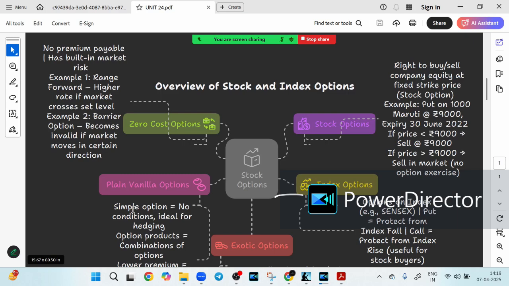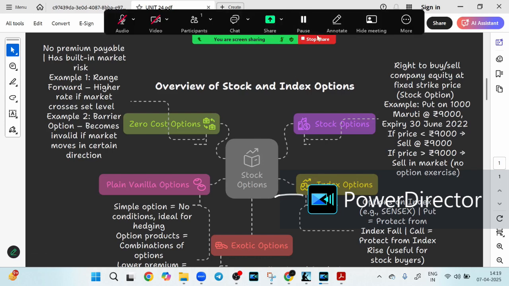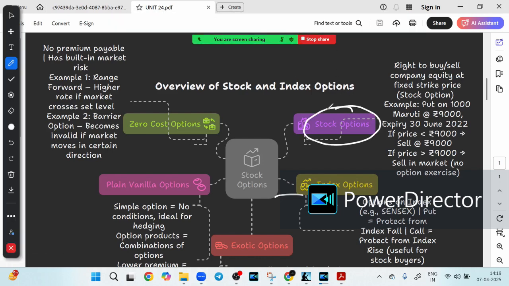A stock option gives you the right to buy or sell a company's equity at a predefined strike price. Yes, there's a fixed strike price, and you can buy or sell a company's equity. That is what the stock option gives you. For example, suppose you hold a put option on 1,000 shares of Maruti at 9,000, expiring on 30 June 2022. Suppose the price falls below 9,000, so you exercise the option and sell at 9,000. And if the price exceeds 9,000, you simply sell in the open market. No option exercise. Simple.